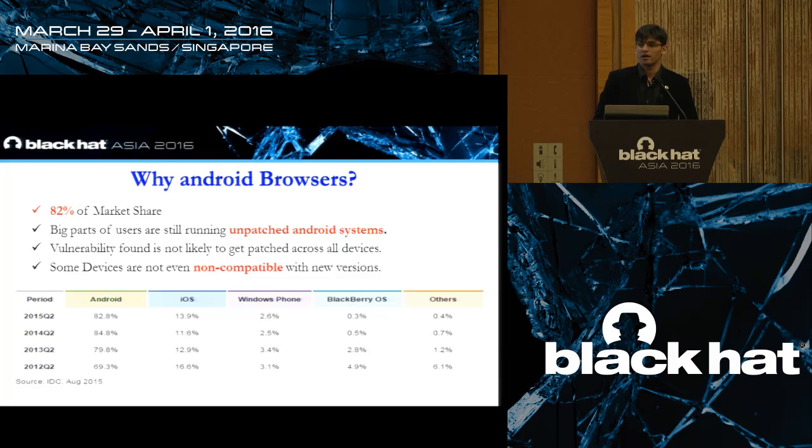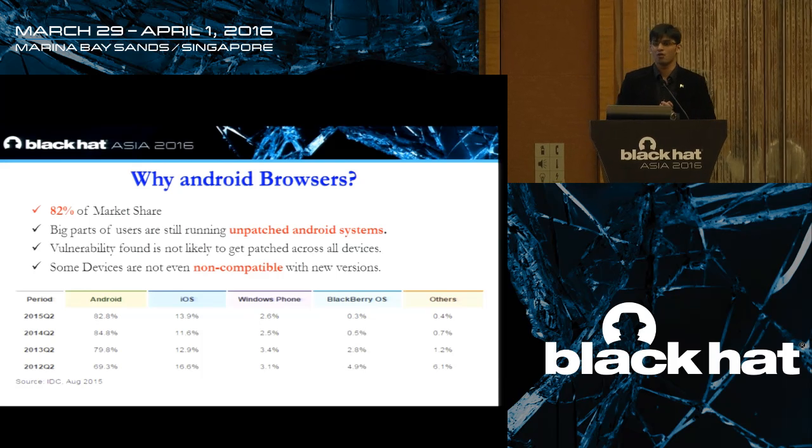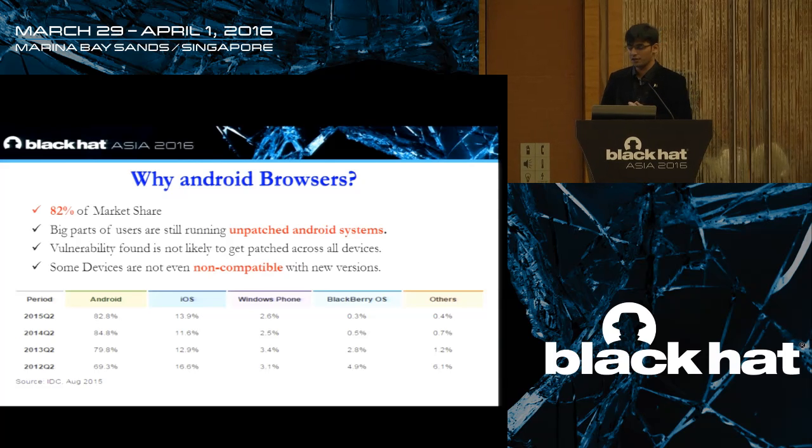So why Android browsers? What is the reason I have chosen Android browsers as a part of my research? This is due to the fact that more than 82% of all mobile devices are Android, which means that more than 82% of all mobile traffic comes from an Android browser. Big parts of users are still running unpatched Android systems, and due to the way patch management works for Android, a vulnerability found is not likely to get fixed anytime soon.